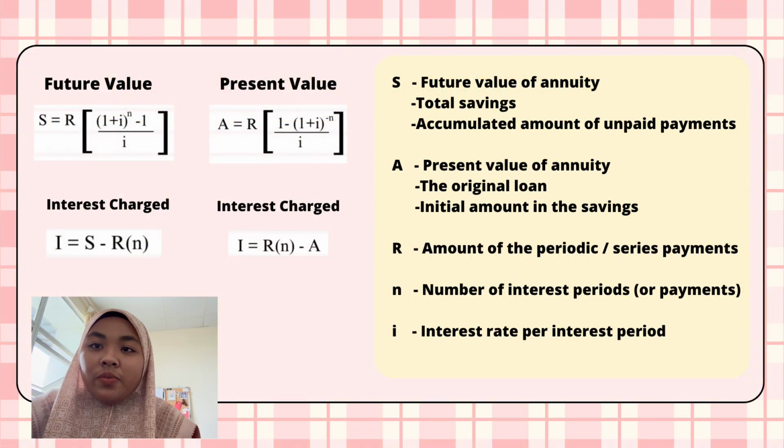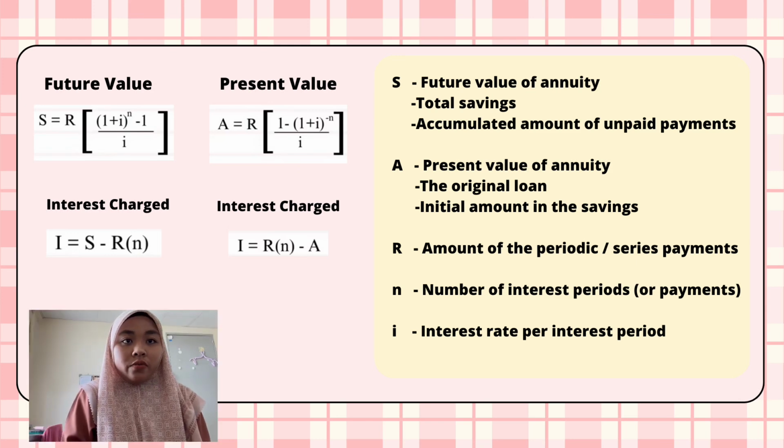The future value formula is S equal to R bracket 1 plus i to the power of n minus 1 divided by i. The present value formula is A equal to R bracket 1 minus 1 plus i to the power of negative n divided by i. For the interest charge, we have 2 formulas. The first formula is I equal to S minus R times n. And the second formula is I equal to R times n minus A.